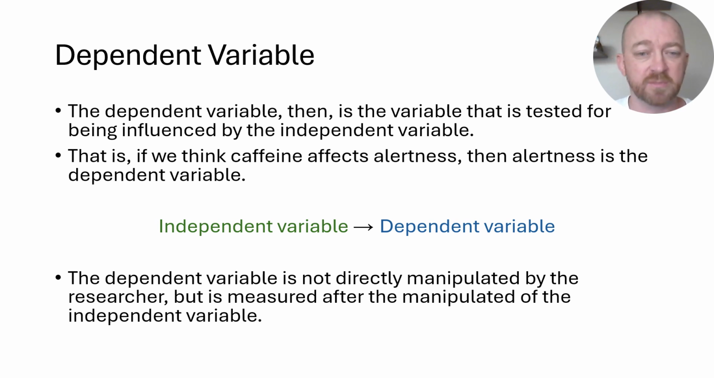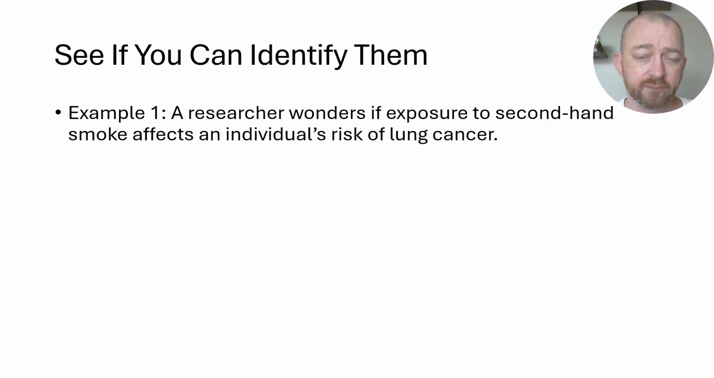Now let's practice some of these and see if you can identify which is the independent and dependent variable. Okay, in the first example, let's imagine that there's a researcher who's curious about whether secondhand smoke exposure causes later lung cancer, or at least influences later lung cancer risk.